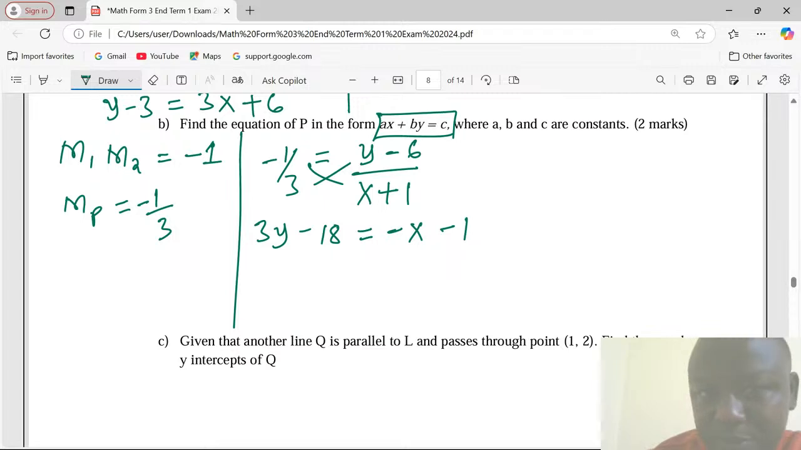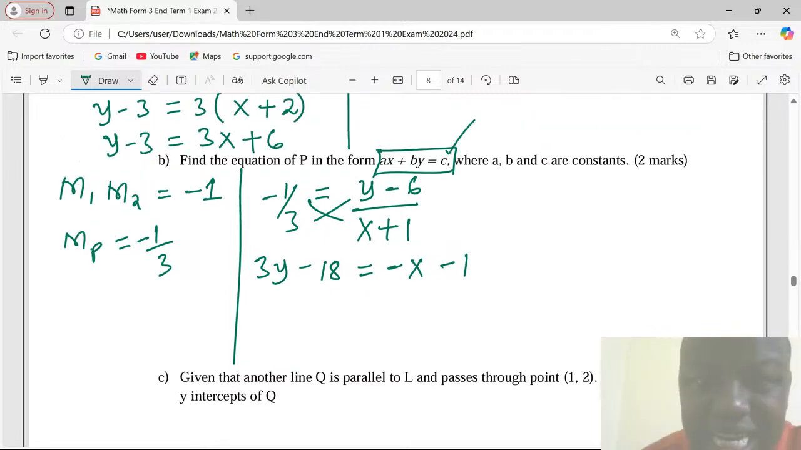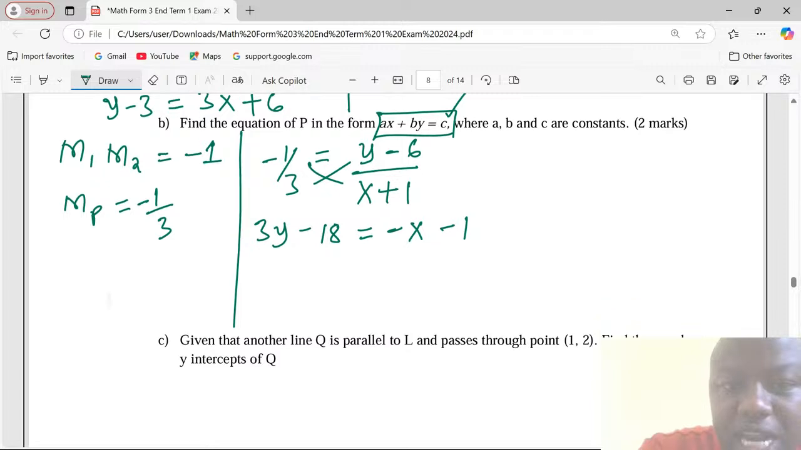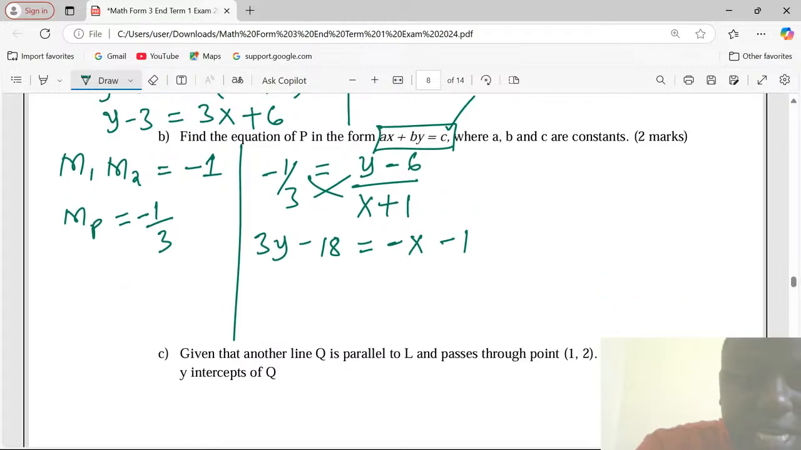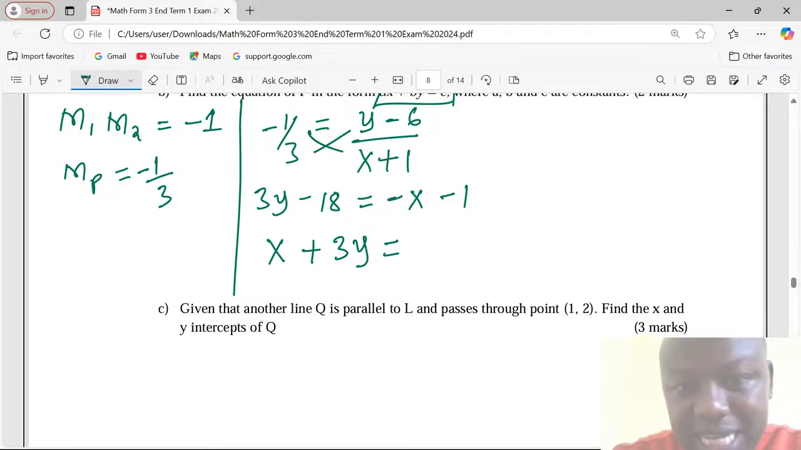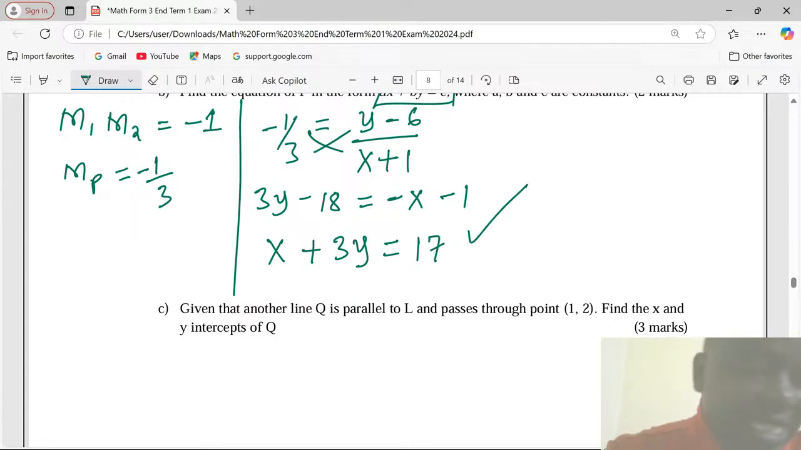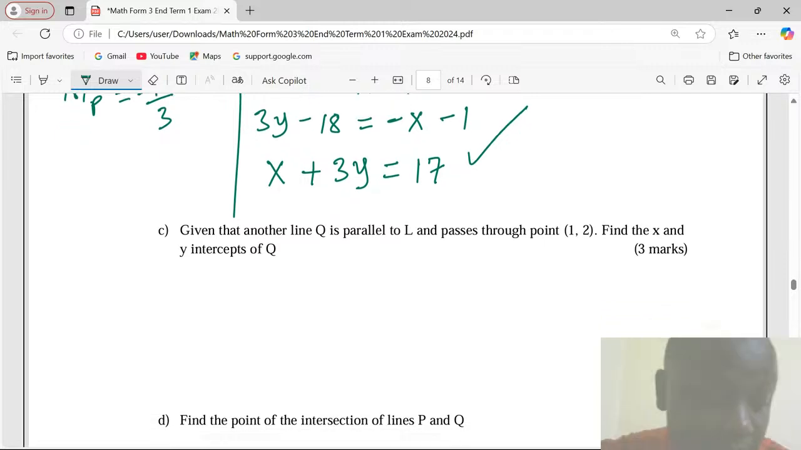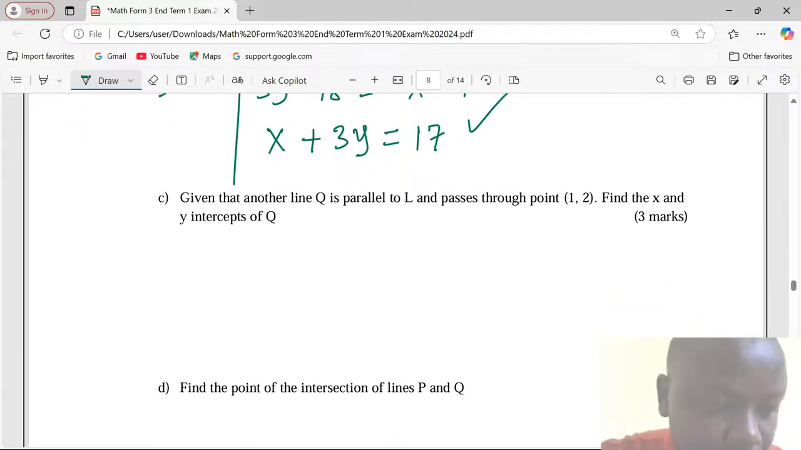At that point, we have to take the constants to the right-hand side and have the variables on the left, whereby it is x to begin. If x is to begin, x becomes positive at this point, and it defines 3y. This will be equivalent to, we take 18 to the right-hand side, and 18 becomes positive there. So -1 plus 18 will become a positive 17. Look at it keenly. A positive 17.